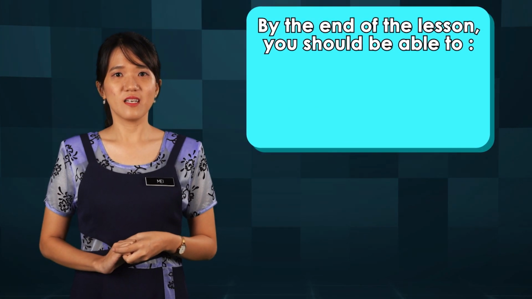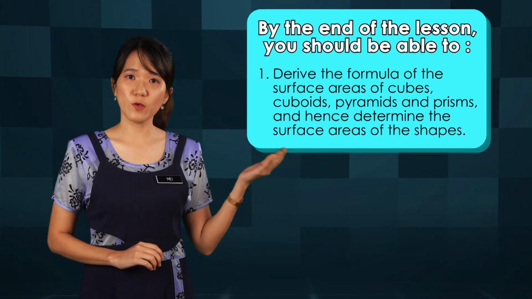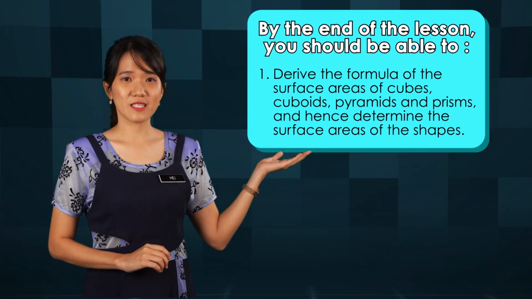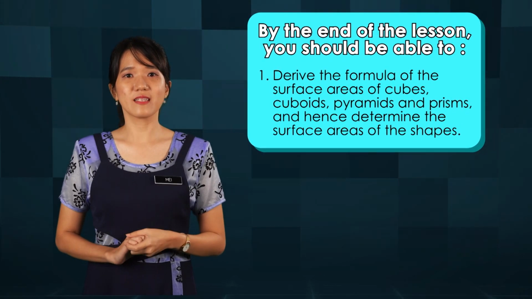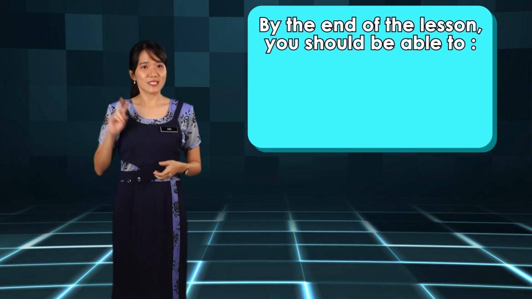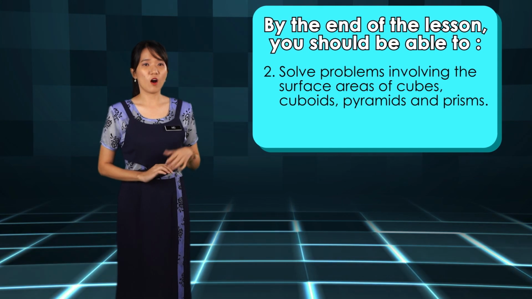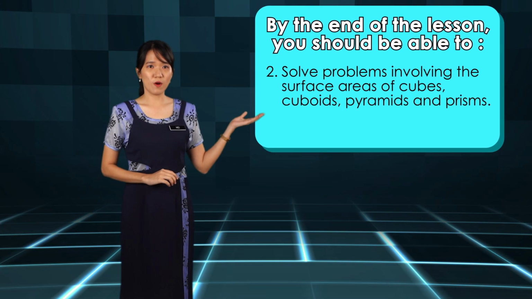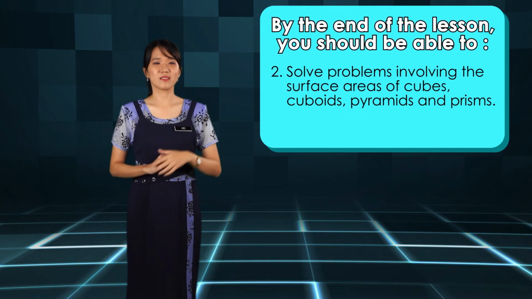By the end of today's lesson, you should be able to, first, derive the formula of the surface area of cubes, cuboids, pyramids, and prisms, and hence determine the surface area of the shape. Second, solve problems involving the surface area of cubes, cuboids, pyramids, and prisms.